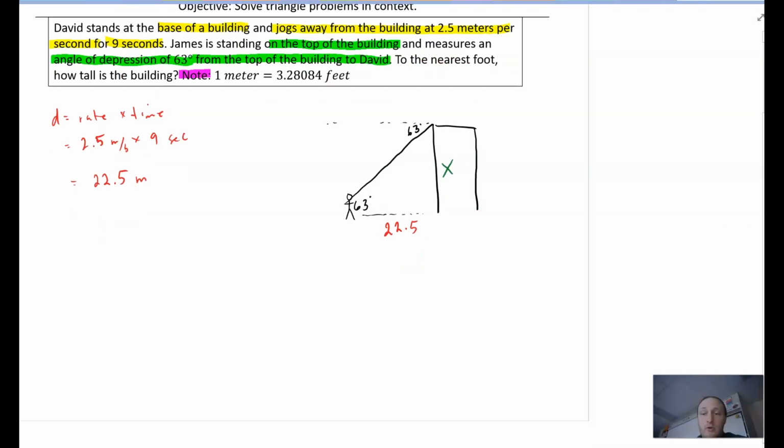So can't I use SOHCAHTOA? Whoa, lights went out. They're back on. Wow. Okay, so if I want to use SOHCAHTOA, I need to know the sides that are involved. Here is the angle that we're using. And the sides that are involved are the opposite side and the adjacent side. So this is looking like a tangent problem. I can find the height by taking tangent of 63 is equal to X over 22.5. And then I can solve for X by multiplying by 22.5.